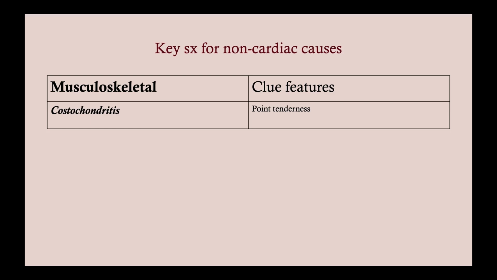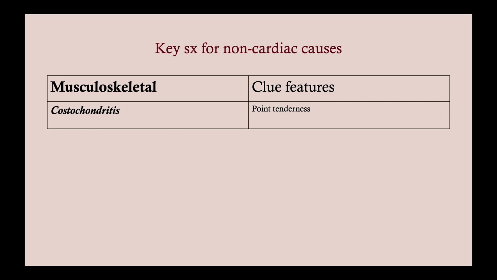So costochondritis, this is fairly easy to diagnose. Costochondritis can be very similar to the pain that you can get with an MI. The difference is with costochondritis, it can be replicated by pushing on the area where they describe pain. So a lot of times with costochondritis, it's point tenderness. So if you ask the patient to point where the pain is at, they will point with one finger. They'll point to where it is.